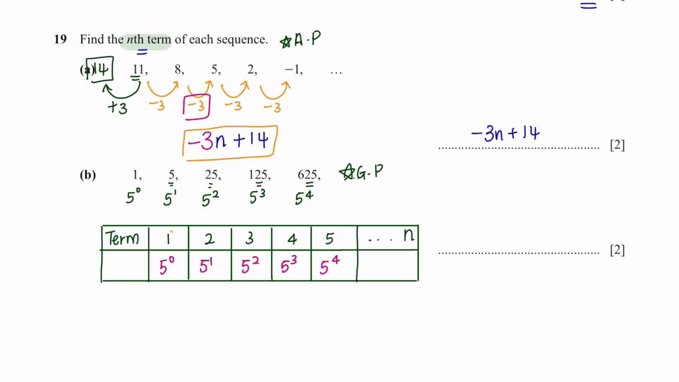So we can observe that the first term has the power lesser by 1. The second term has a power lesser by 1. The third term also has a power lesser by 1. So this continues, meaning that for n, it will also have a power lesser by 1. And your base number here is 5, so I will just leave it as it is. So the nth term would be 5 to the power of n minus 1.